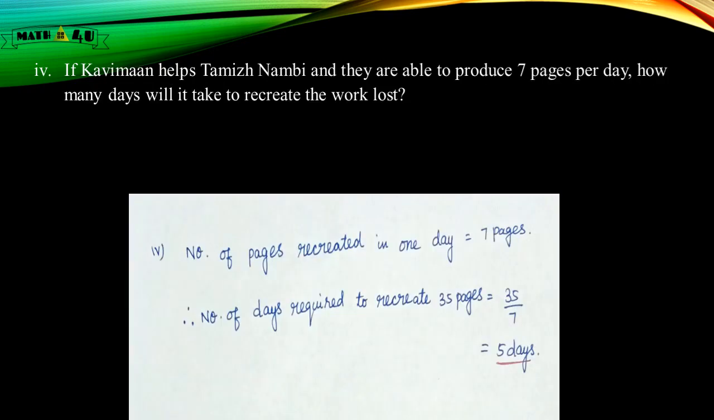If Kaviman helps Tamil Nambi and they are able to produce 7 pages per day, how many days will it take to recreate the work lost? Number of pages recreated in one day is 7 pages. Therefore, number of days required to recreate 35 pages with the help of Kaviman will be equal to 35 divided by 7, that is equal to 5 days.